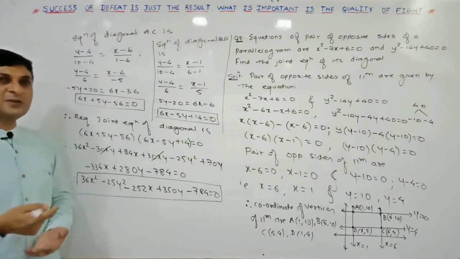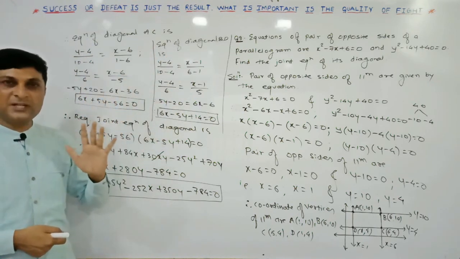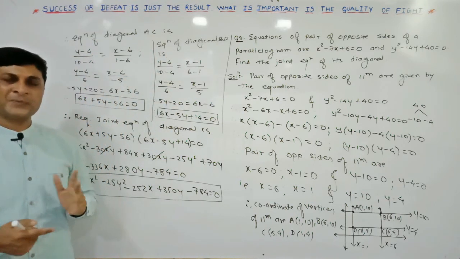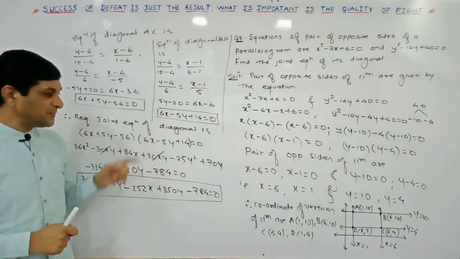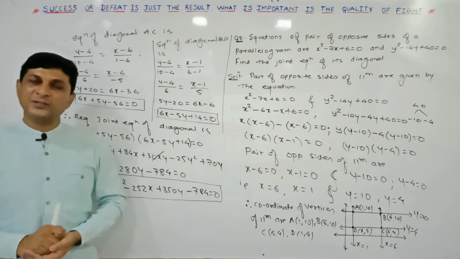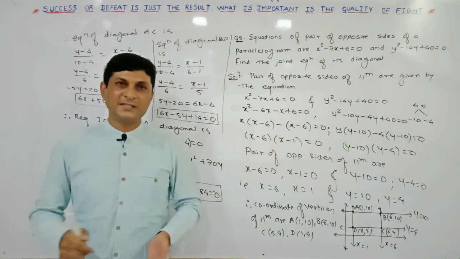Once the vertices of the parallelogram are known to us, applying the 2-point form, we are able to find out the equation of both the diagonals. And once the equations of diagonals are known to us, taking their multiplication, we have got our required joint equation. So the remaining examples from this exercise we will discuss in the next video.